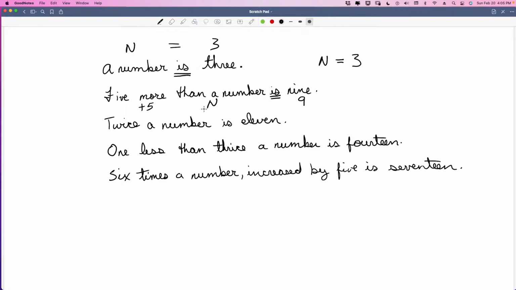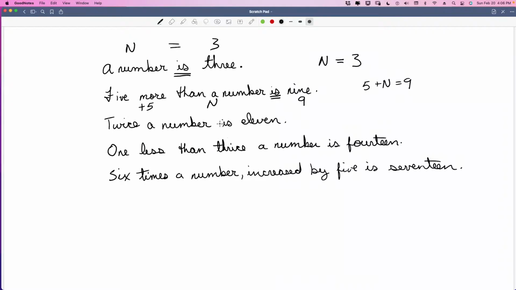So when we put all that together, we could either say 5 plus n equals 9, or we could say n plus 5 equals 9. Because of the commutative property, it doesn't matter which one of these is first. We know that adding, you can do n plus 5 or 5 plus n, and it's the same thing.